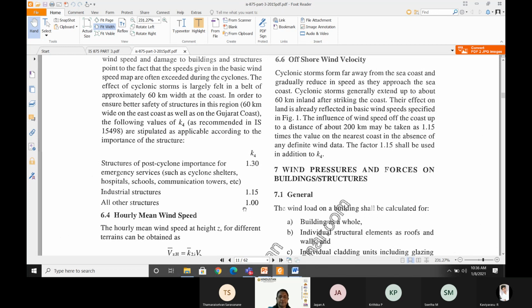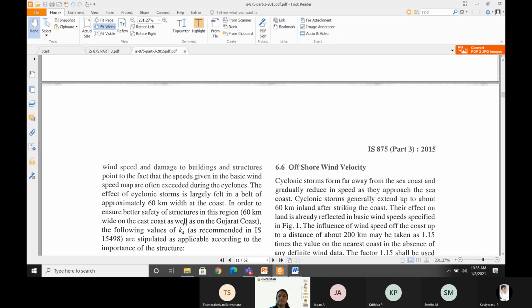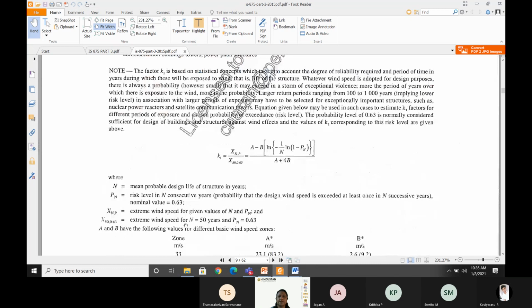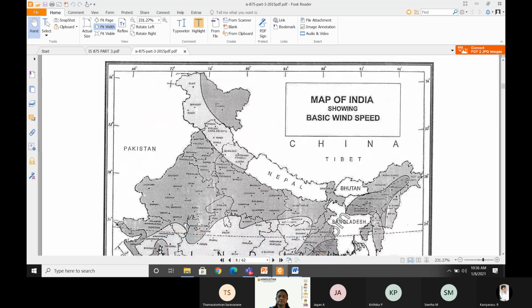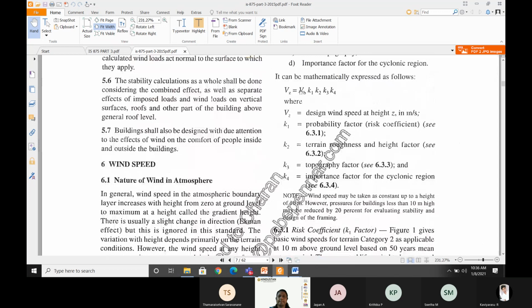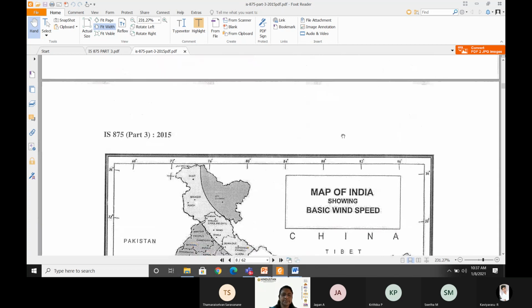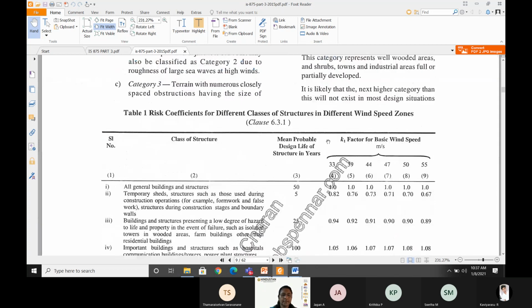Once you know the values of K1, K2, K3 and K4, we were discussing the formula, I showed you. What is the formula? The design wind speed Vz is equal to Vb into K1, K2, K3, K4. So you got the design wind speed. Once you get the design wind speed, you can calculate the design wind pressure. I'll tell you.